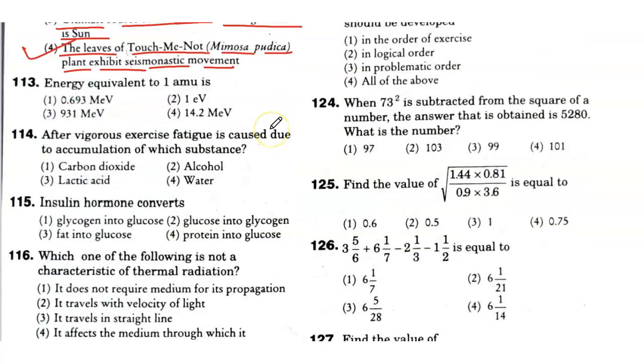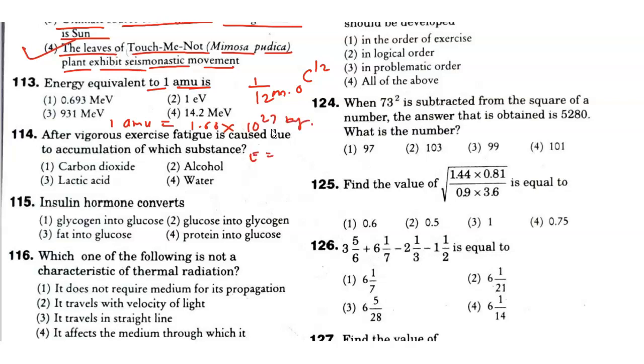Now, the energy equivalent of 1 AMU. 1 AMU is defined as 1 divided by 12th of the mass of the carbon isotope. So 1 AMU is equal to 1.66 multiplied by 10 to the power minus 27 kg.